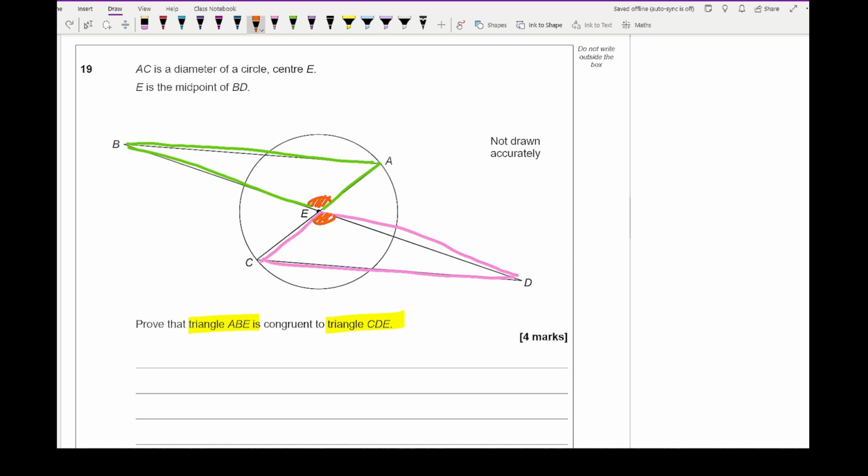So what we know is that angle AEB is equal to angle CED because they are opposite. And it's really important that when you are doing this that you always state the reason that you're using and what your geometric notation is actually saying. So opposite angles. Now we also know that from the diagram that this line here is the same as this line here. Why? Because they're both the radius of the circle. So we know that AE is equal to CE because they are both the radius of the circle.